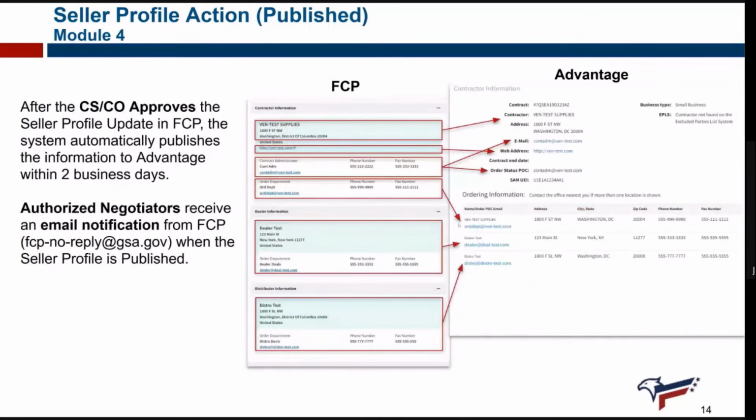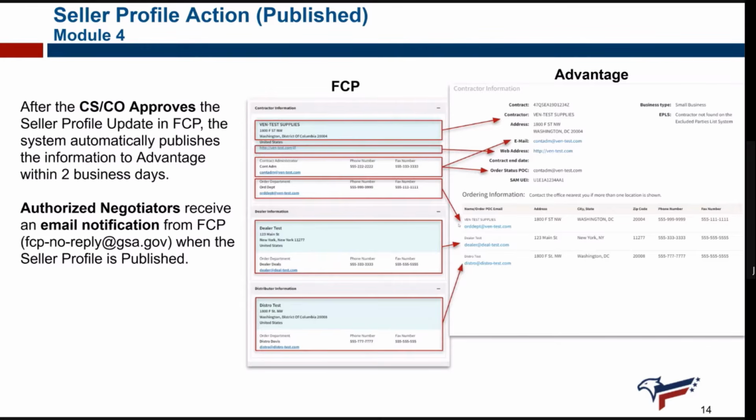All right. Once the CSCO approves the seller profile in FCP, the system will automatically publish that information to GSA Advantage within 2 business days. So what happens next? You, as the authorized negotiator, will receive an email notification from FCP once that seller profile has been successfully published. Okay, this is to ensure that vendors are aware that your profile is live and it reflects the most up-to-date contractor information.